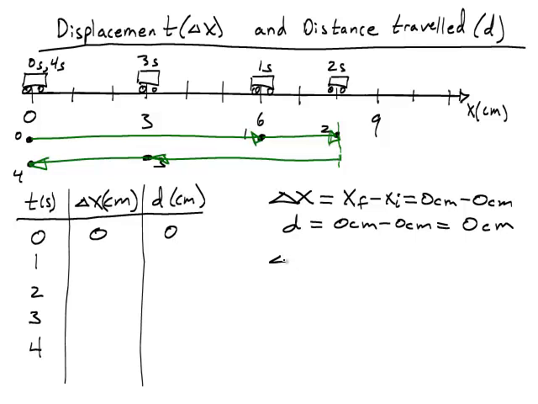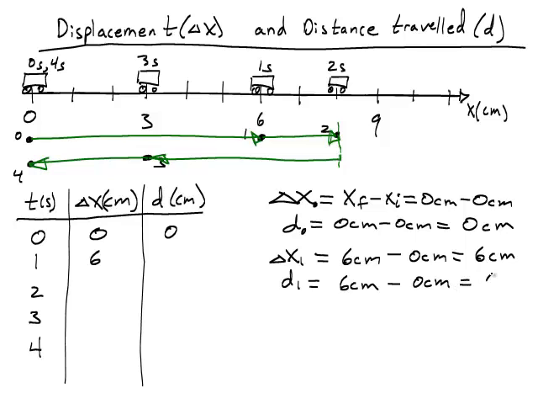At 1 second, I am at 6 centimeters. I started at 0 centimeters. Therefore, my displacement should be 6 centimeters. What about my distance traveled? Well, that too. I wound up at 6 centimeters to the right. I started at 0 centimeters. Therefore, I've traveled 6 centimeters.